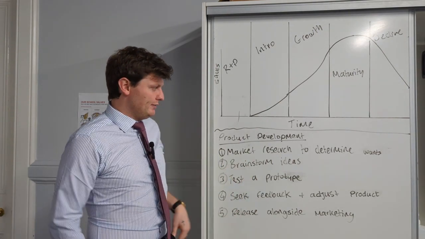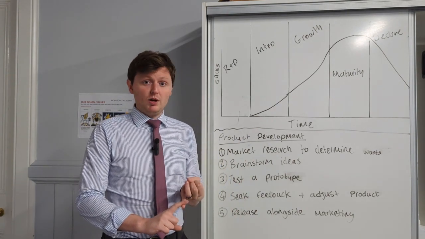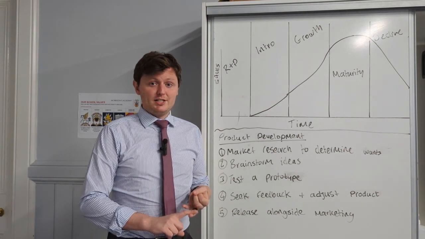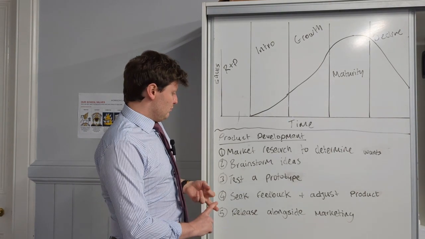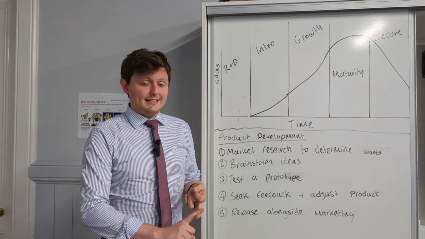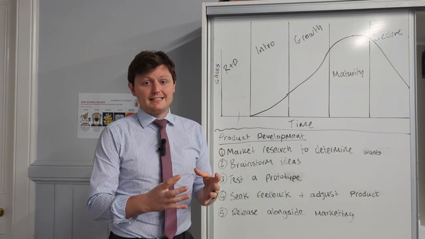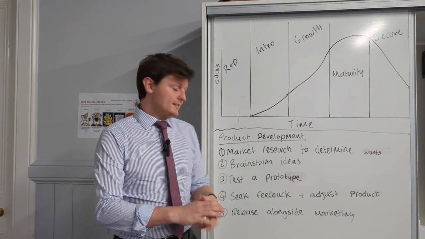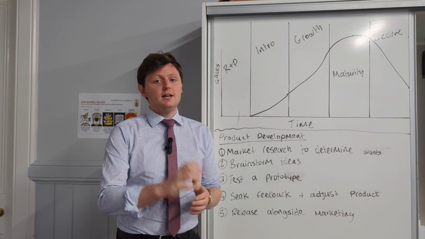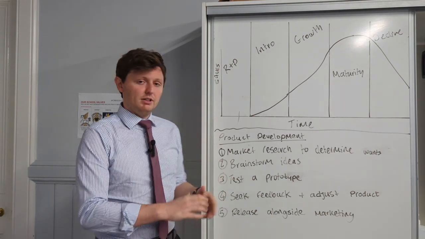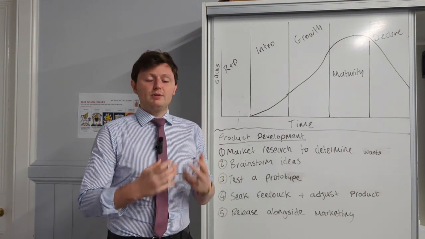So 5 stages of product development: market research to determine what people want, leaders within the organization getting together to come up with ideas to meet these wants, testing a prototype, so looking at these ideas to release, to create an example of a product that customers might want to test. We then get feedback from our customers and make adjustments to that prototype to reach a finished product, which we then release to customers with really good promotion.